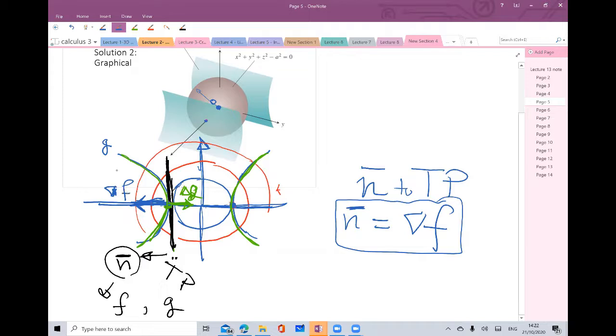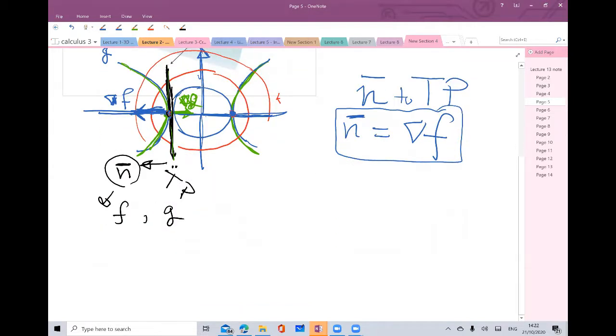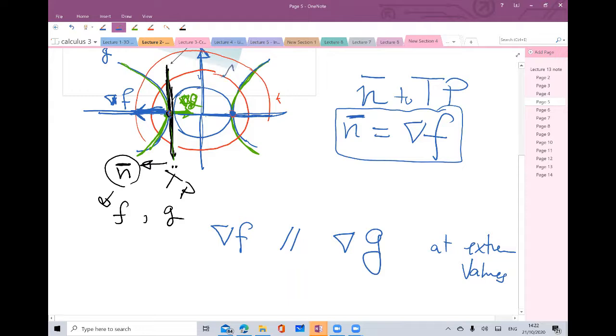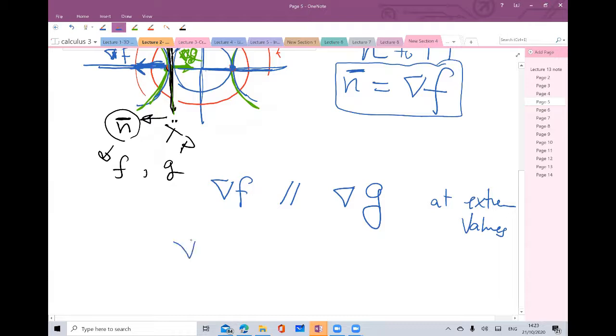I'm going to deduce that the gradients of both the constraint g and the function are clearly in the same direction. In other words, the gradient of f is parallel to the gradient of g at the extreme values, right? When I take any other point, one goes in one direction and the other goes in another, so they are not parallel gradients. At the point at which they touch, the gradients will be parallel. What does parallel mean? It means scalar multiples of each other. So the gradient of f is a scalar multiple of the gradient of g at the extreme values.